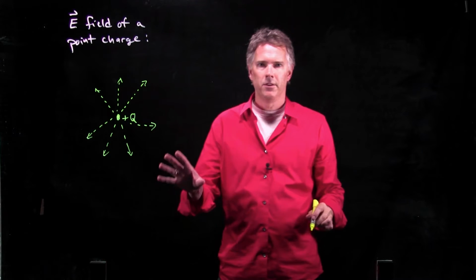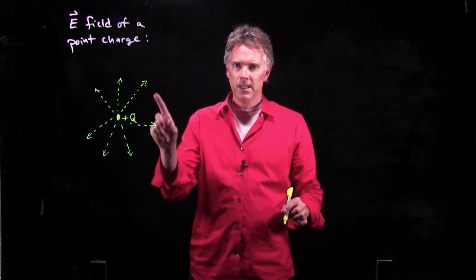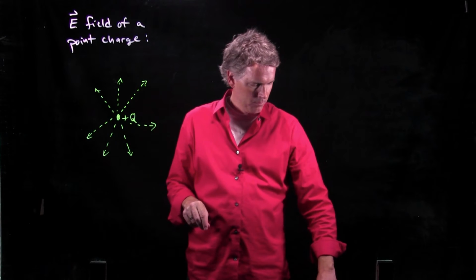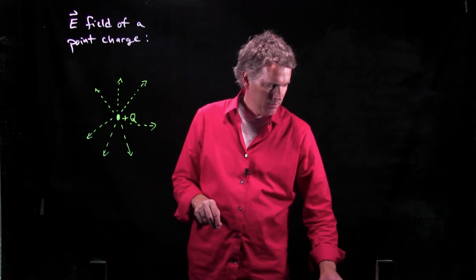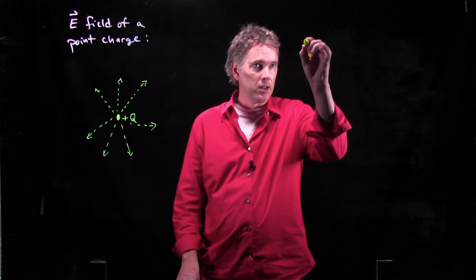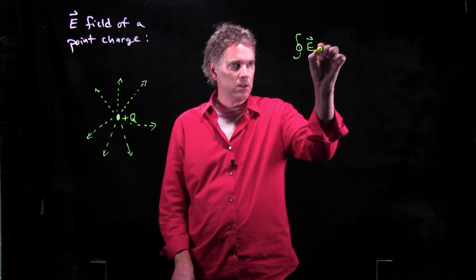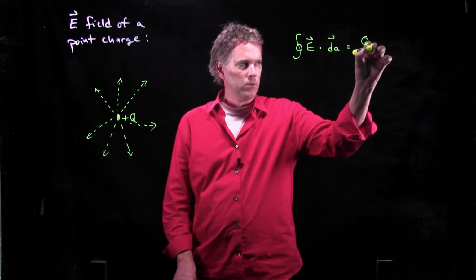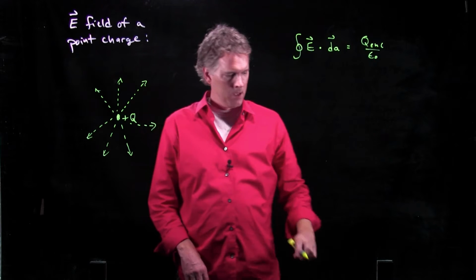Okay, so there's the E field around my point charge plus Q. How do we calculate this E field using Gauss's law? What is the approach? Well, the first thing we do is we write down Gauss's law. So we know exactly what Gauss's law is. Gauss's law is the following. Integral of E dot dA equals Q enclosed over epsilon naught.